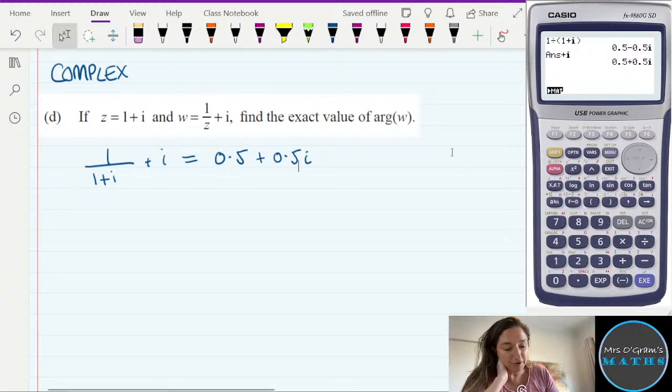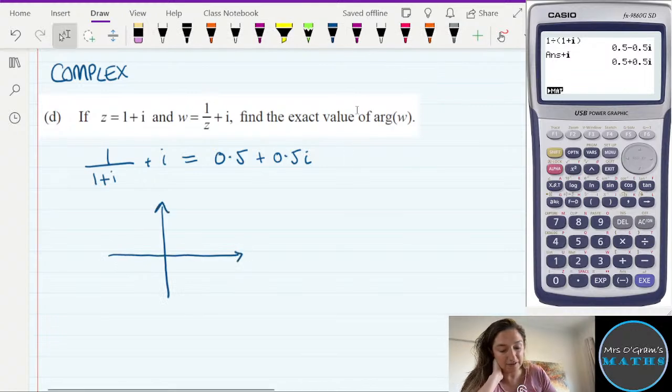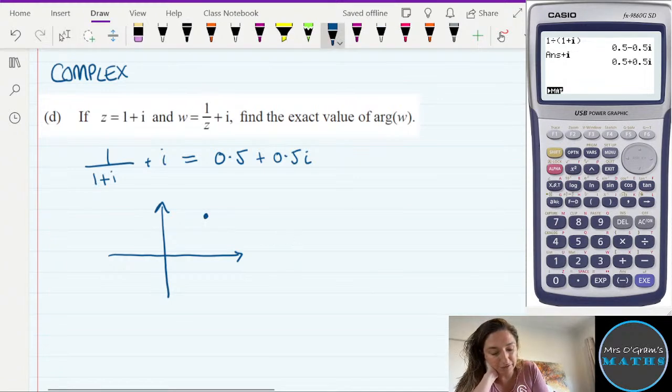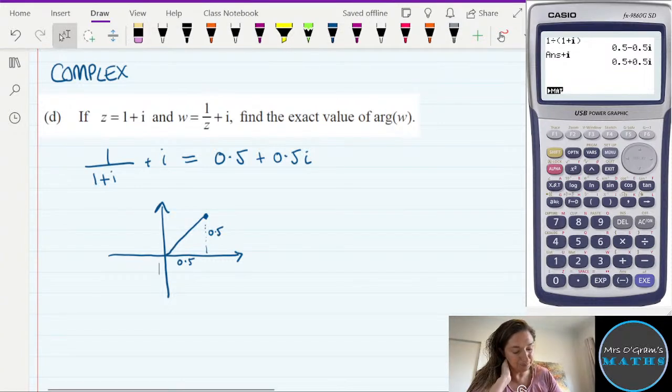Now we're asked to find the argument of w. The argument means the angle that it makes from the positive section of the x-axis. So it's this bit just here. Let's plot this. We've got 0.5, 0.5, which means that it's going the same in the x as it is in the y. So it's 0.5 along and 0.5 up. That means we get an isosceles triangle.